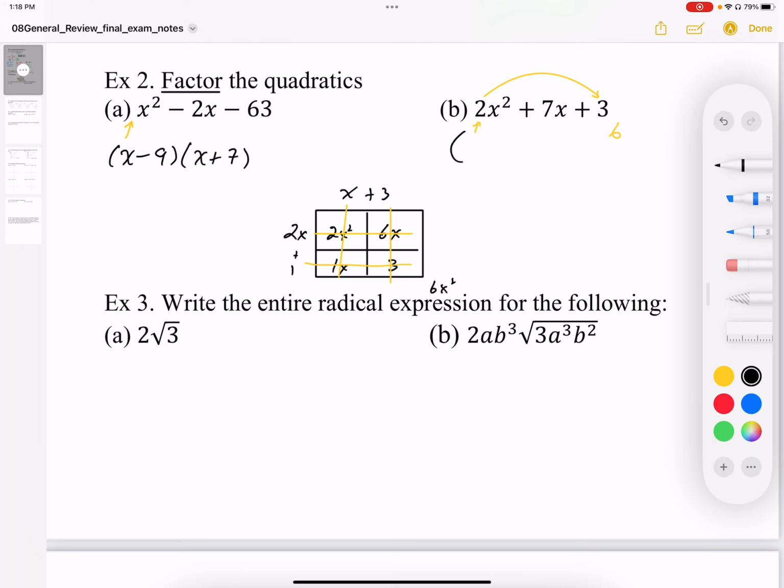Two numbers that multiply to 6 and add to 7 give us the factored form of 2x plus 1, x plus 3. Again, there's no equal to anything. We're not going to solve for x or anything like that. We're just going to leave it in factored form.